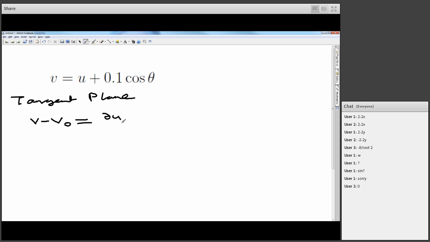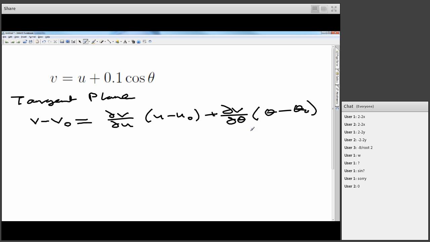reference value is equal to the partial derivative of the main variable v with respect to the first one, u, at our given point, times u minus u naught, plus the partial derivative of v with respect to my next variable, theta, times theta minus my reference point. And that's what I wanted to plug into.